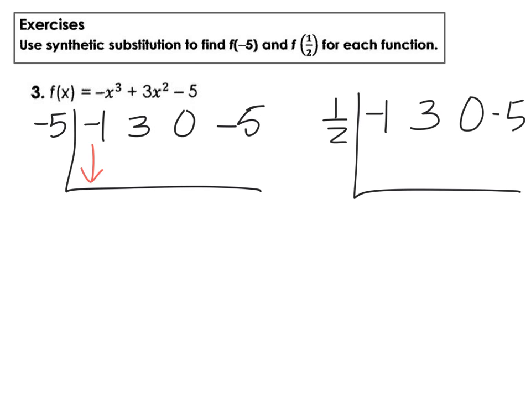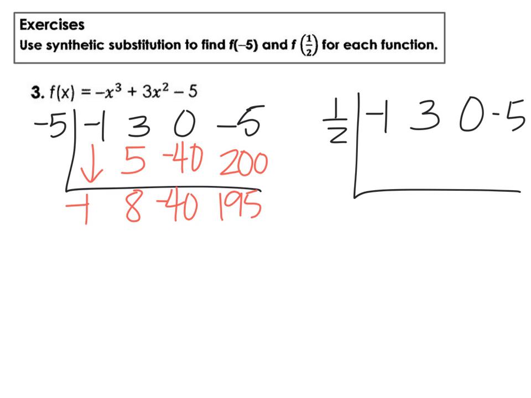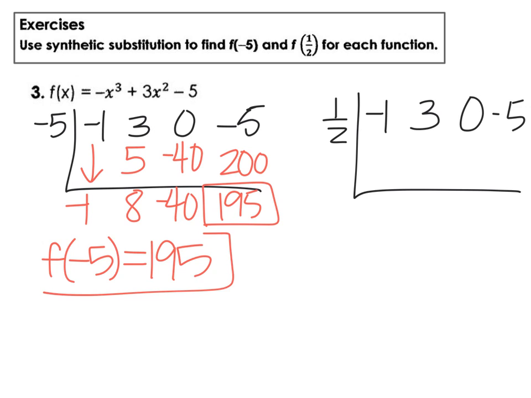Now, first step, bring down that first term, negative 1. Negative 5 times negative 1 gives us positive 5. We get 8. Negative 5 times 8 gives us negative 40. 0 minus 40 gives us negative 40. Negative 5 times negative 40 gives us positive 200. Negative 5 plus 200, we end up with 195. So our final answer, f of negative 5 equals 195, because that was our remainder. By the remainder theorem, that's our answer.